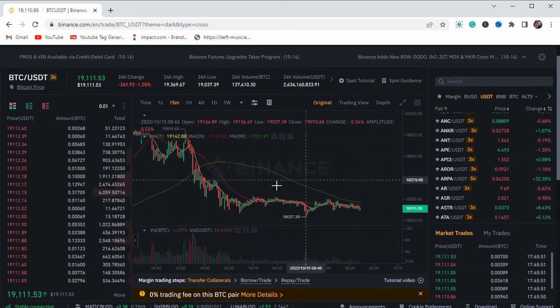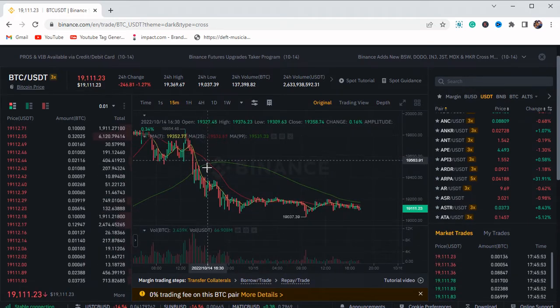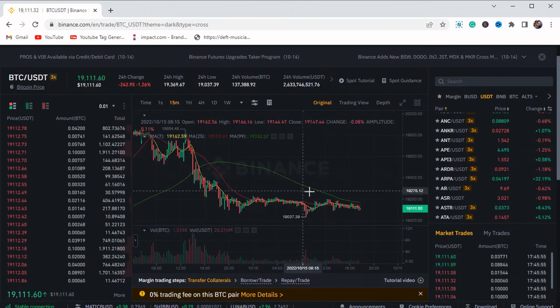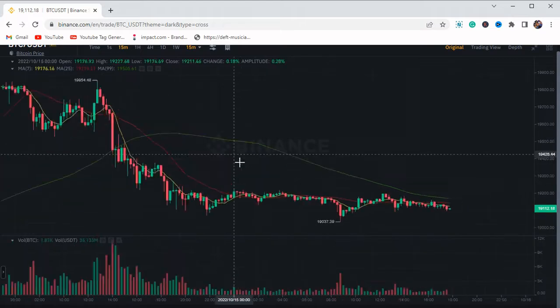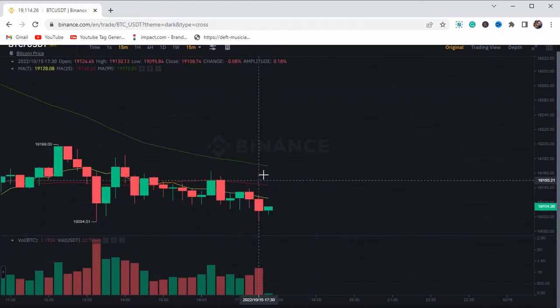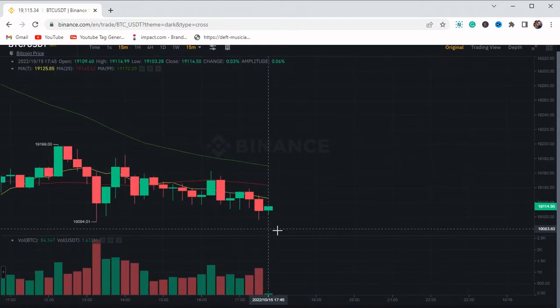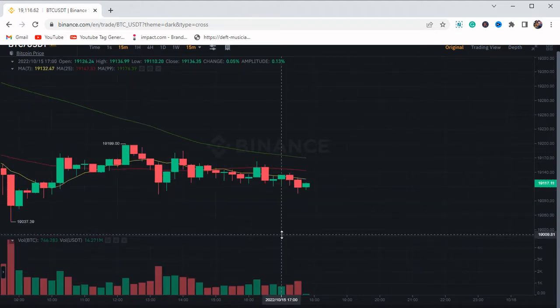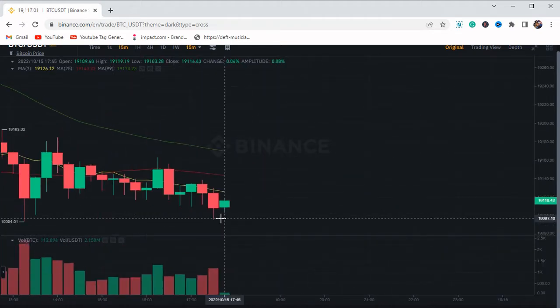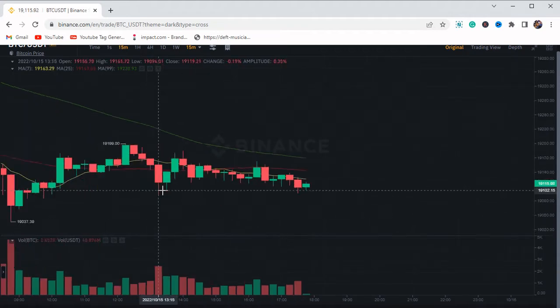And if these 3 moving averages, all of them are below these candlesticks, let me increase it for you guys to understand. If these 3 lines were below the candlesticks, then you buy. Okay, you buy. But if they are above it, right now they are above, so we'll be selling.